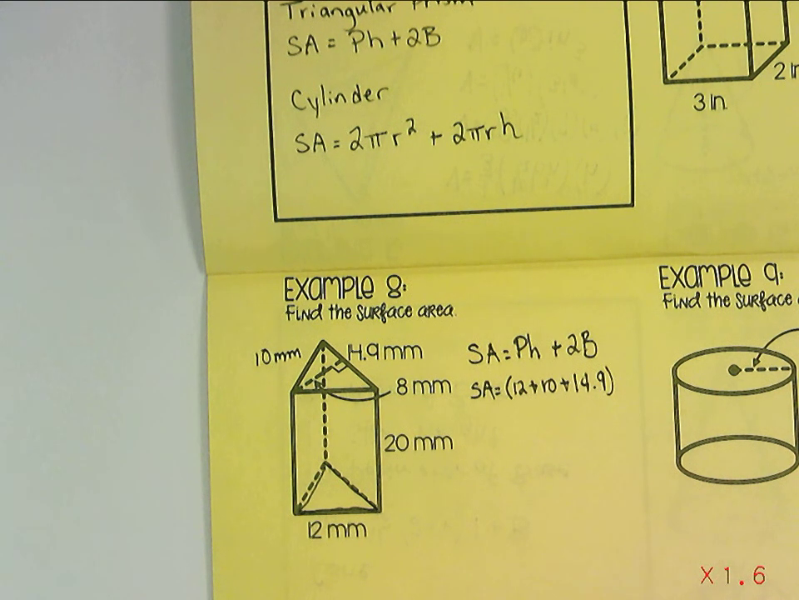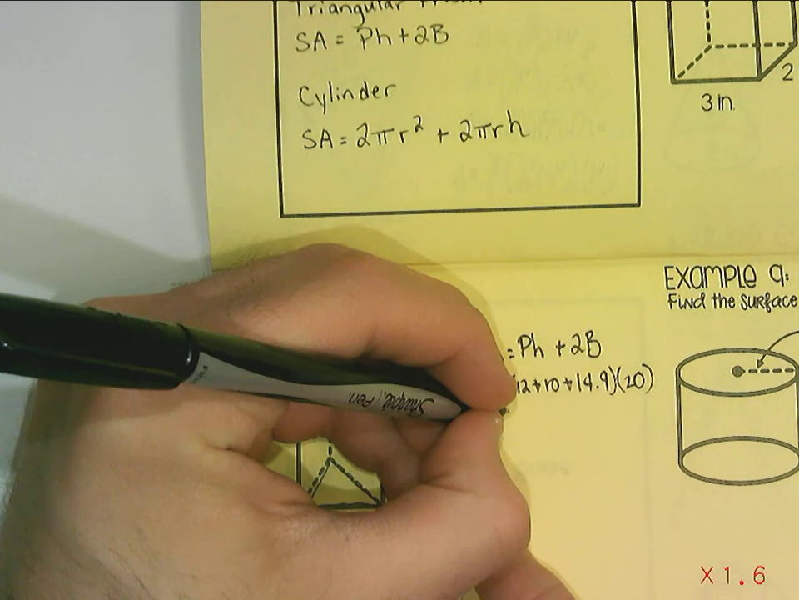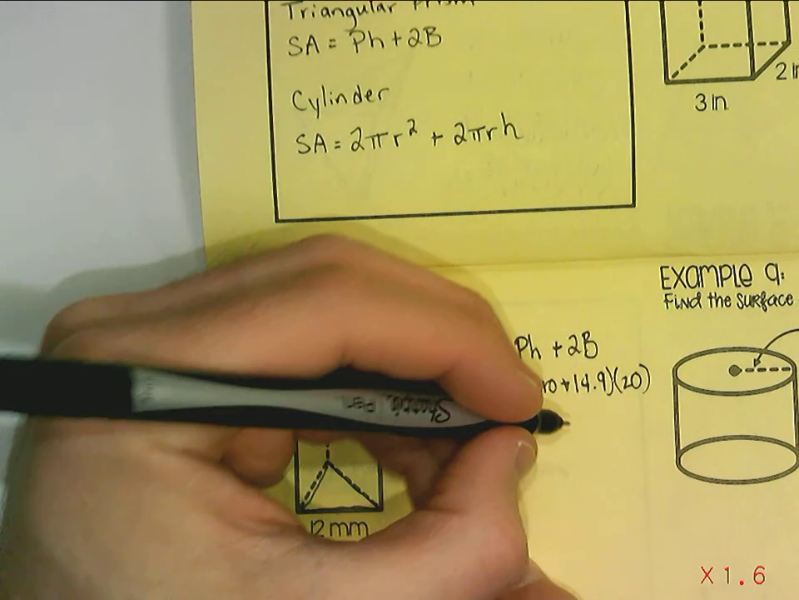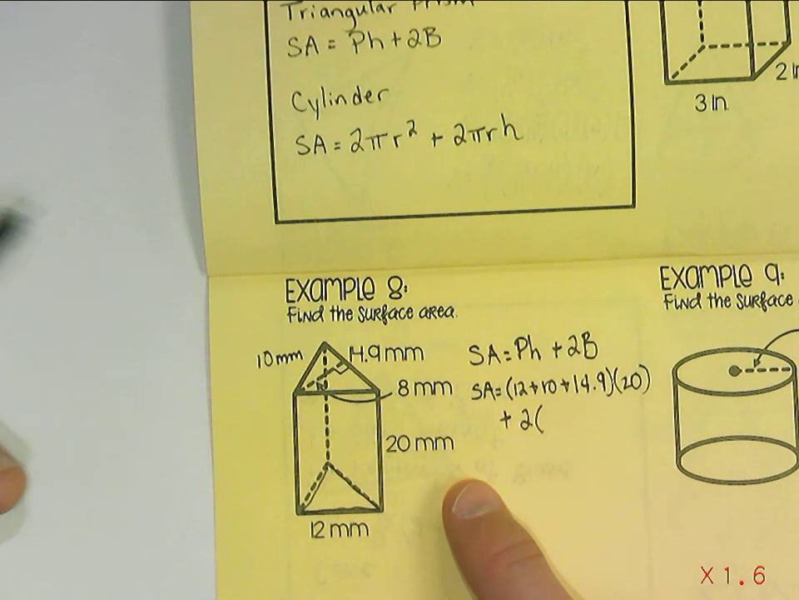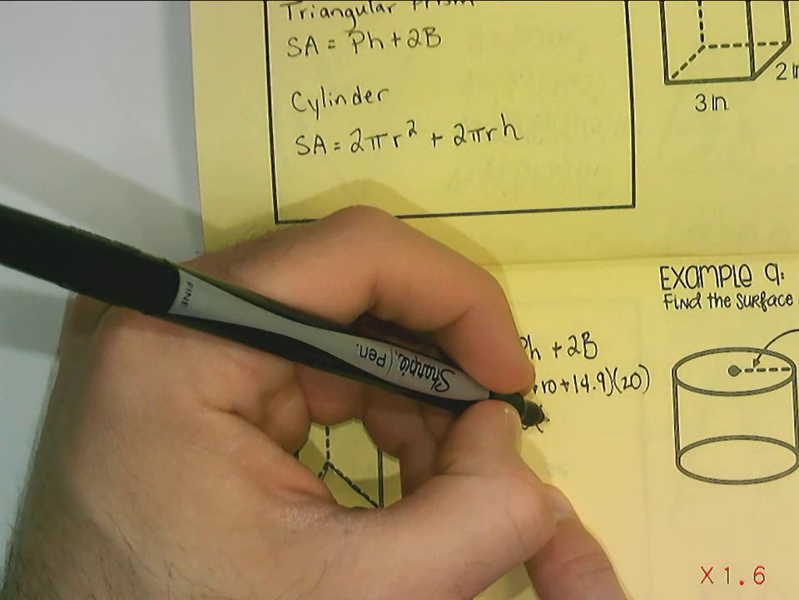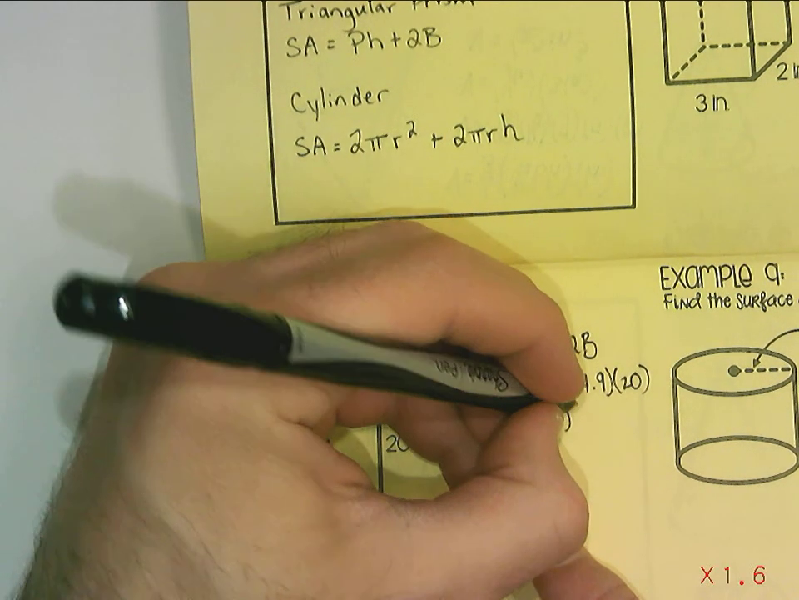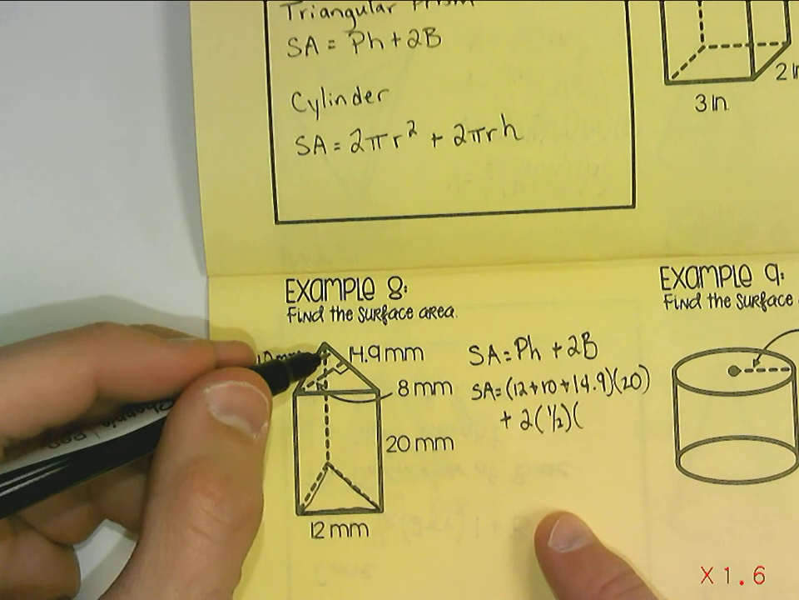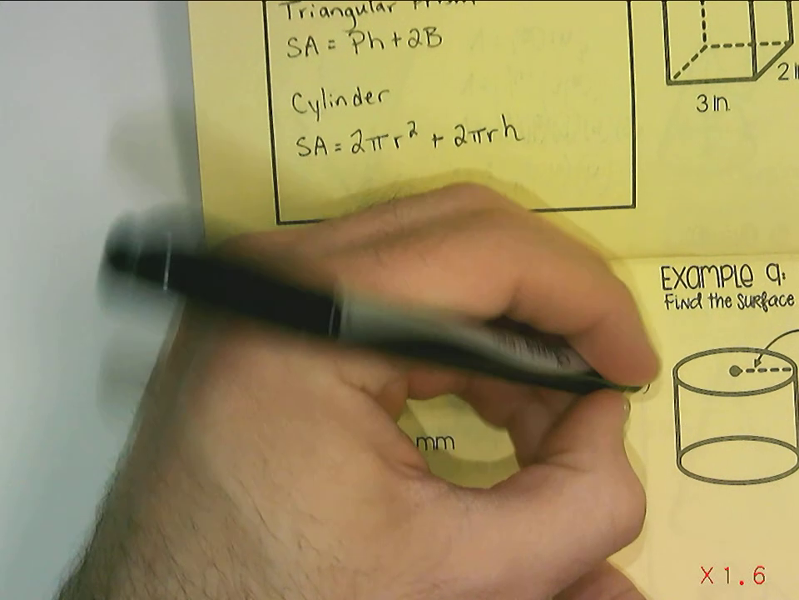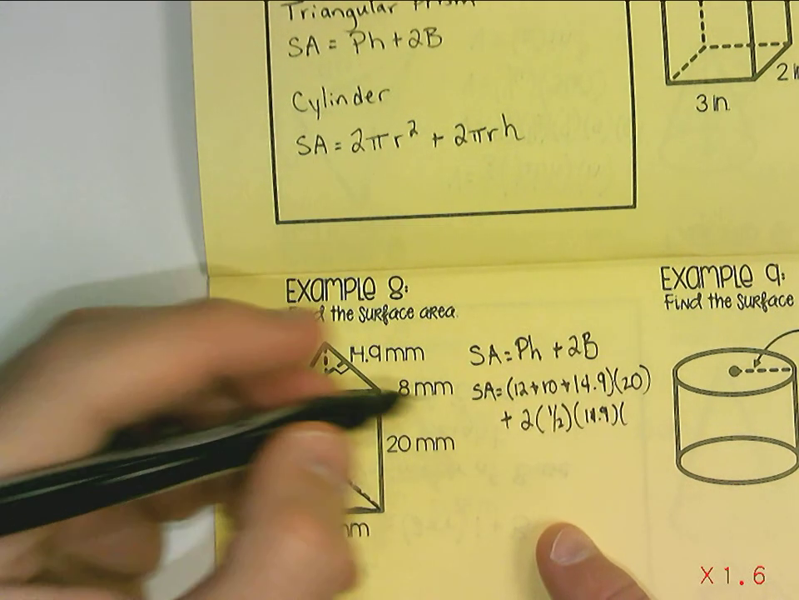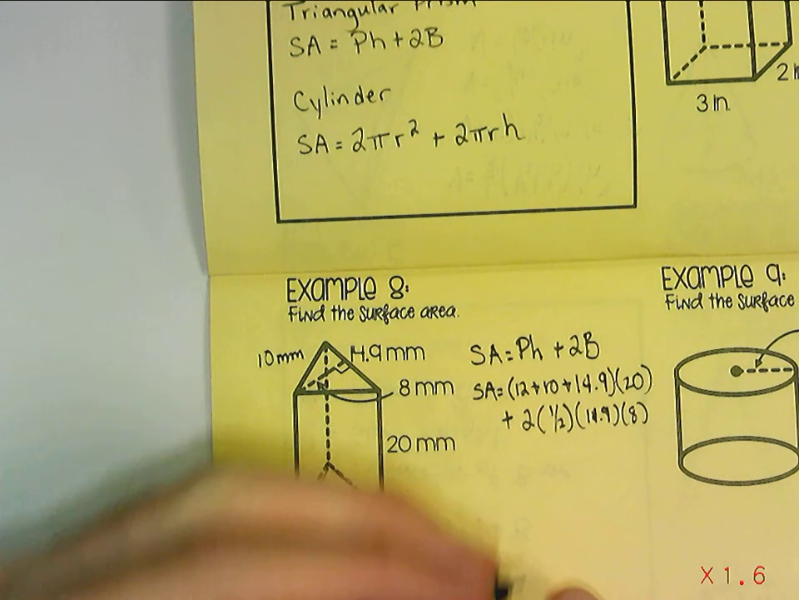Yep, it's going to be the height of the prism, times 20, and then plus 2 times the area of the base. So that's going to be, your base is triangular, so it would be 1/2, so a lot of multiplication going on here, times the base, which would be 14.9, and then times the height of that, which is 8. Apologize, that's a little bit sloppy.